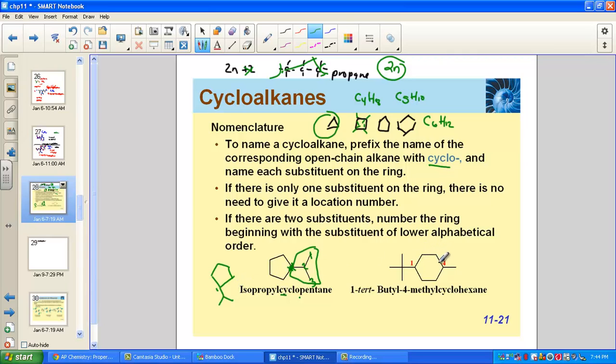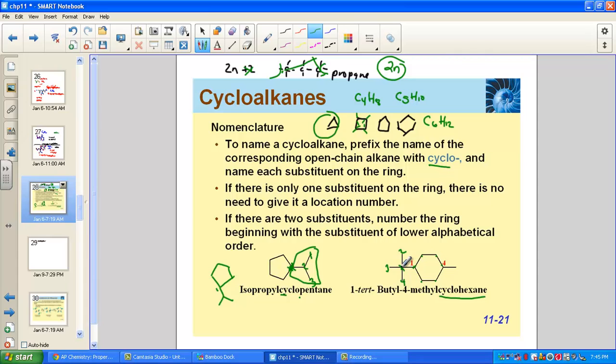Here's a molecule. I see a cyclic structure, so that will automatically become the root word. I have 1, 2, 3, 4, 5, 6, so my ending here is cyclohexane. I have 2 substituent groups, 2 branches coming off. So now I'm going to number those in alphabetical order. So here, again, we have a tertiary butyl. I have carbon 1, 2, 3, 4.